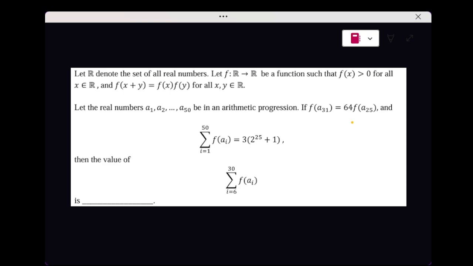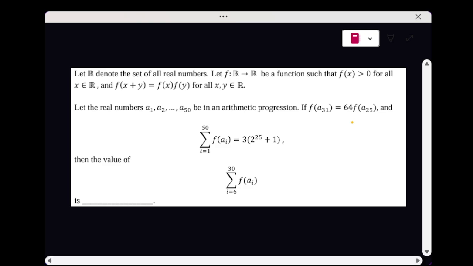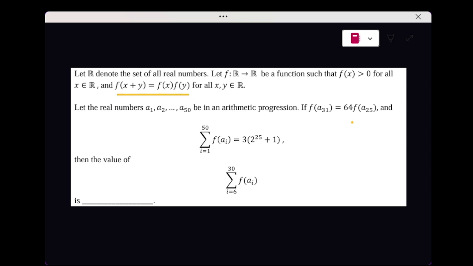So there is a real function f where f(x) is greater than 0 for all x belonging to R, and f satisfies this relation, that is f(x+y) is equal to f(x) into f(y) for all x, y belonging to R. And there are real numbers a1, a2 up to a50, which are in arithmetic progression, and we have two conditions here. f(a31) is equal to 64 times f(a25), and this summation is given. Now we have to find the value of this.